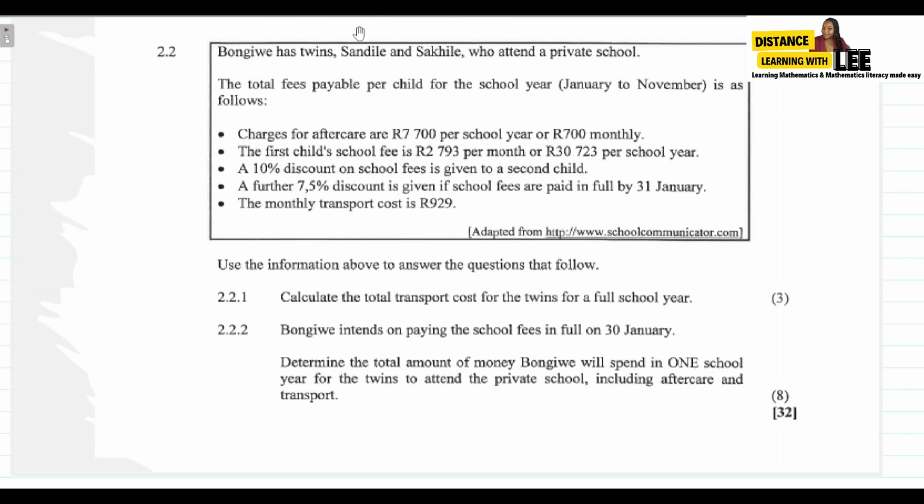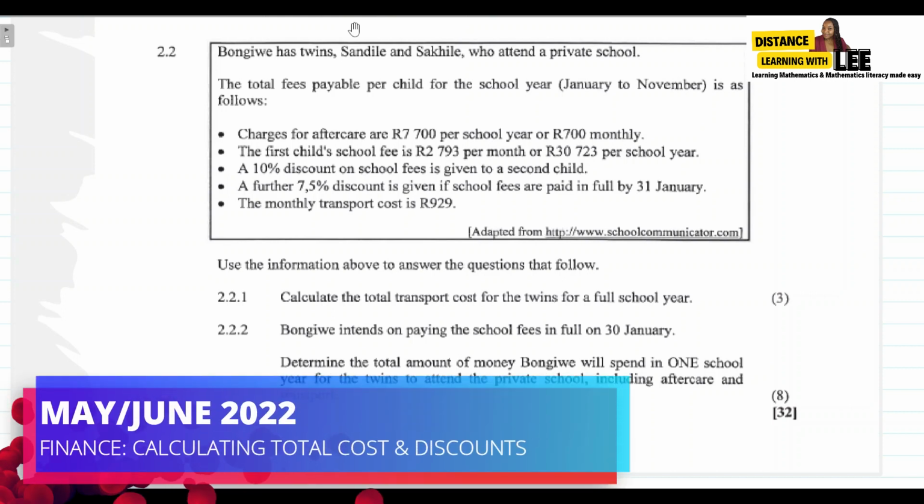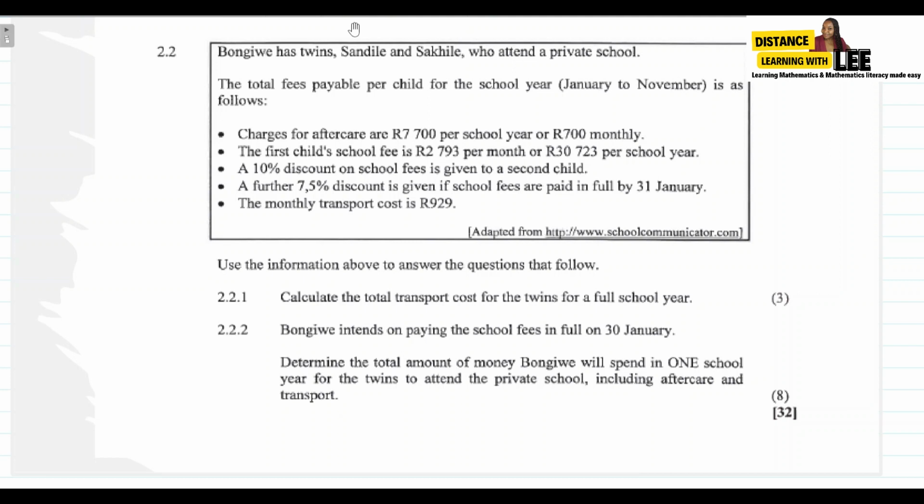On today's video tutorial, we are still going through the grade 12 mathematical literacy paper 1 that was written in June 2022. And in today's video tutorial, we are going to be focusing on question 2.2. In question 2.2, it's basically still finance, because we're going to be calculating the total cost that Mrs. Bongiwe pays for her twins' school fees, taking into consideration the different percentage discounts that she is given.